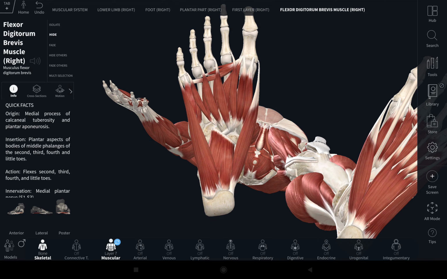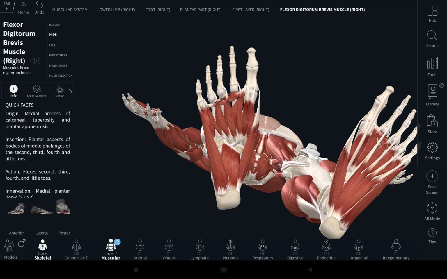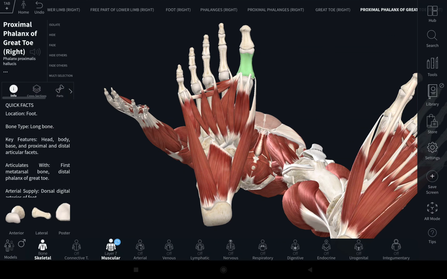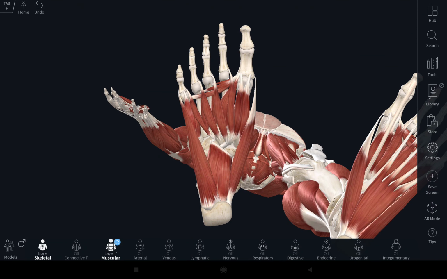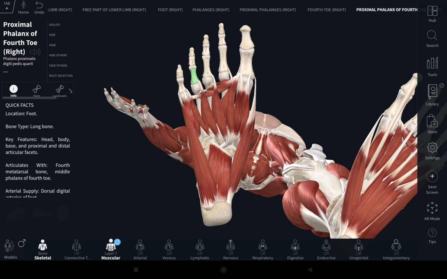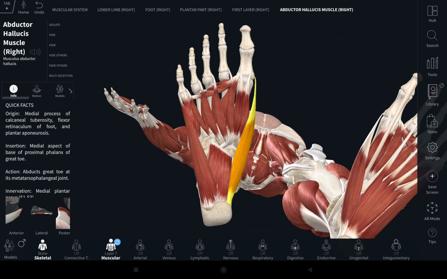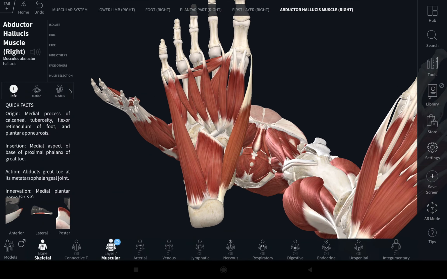Now the muscles we will learn from medial to lateral. This is the great toe, this is the second toe, this is the third toe, this is the fourth toe, and this is the fifth toe. So we'll go from medial to lateral. The first muscle is the abductor hallucis muscle of the foot.